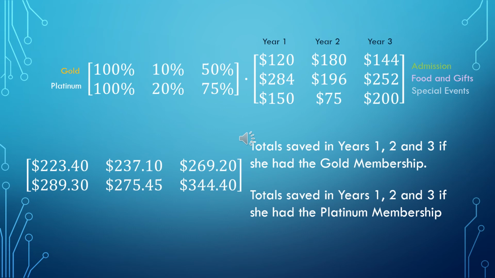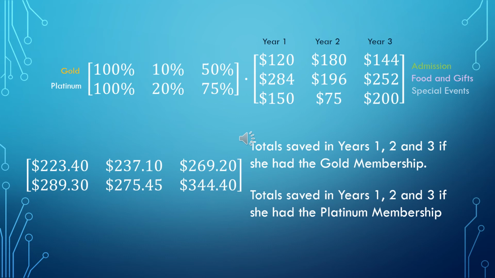Now I'm going to go across row 1 and down column 2. So 1 times 180 plus 0.1 times 196 plus 0.5 times 75. And I get 237.1. Then I go across the row and down the column. I get 1 times 184 plus 0.1 times 252 plus 0.5 times 200, and I get 269.2.